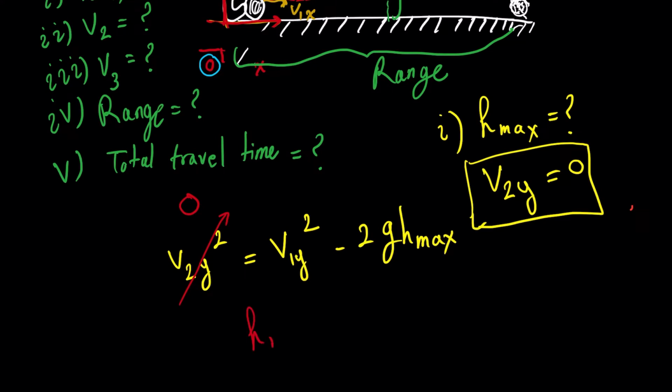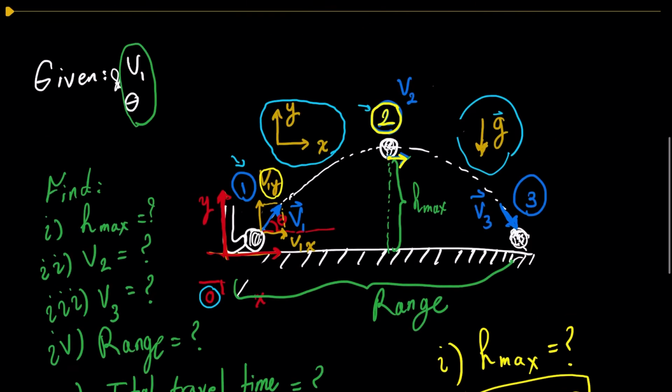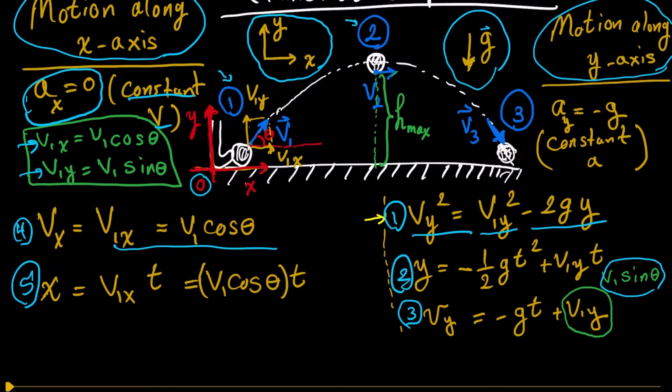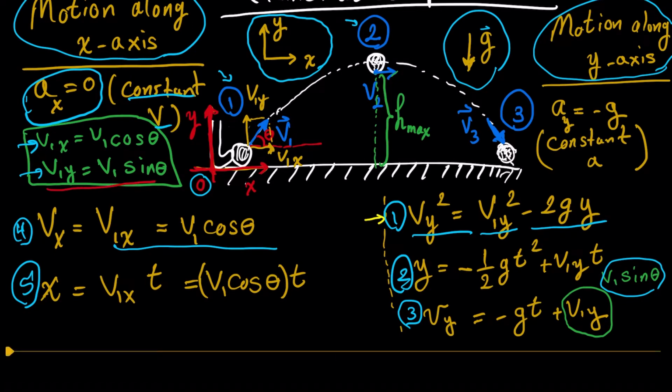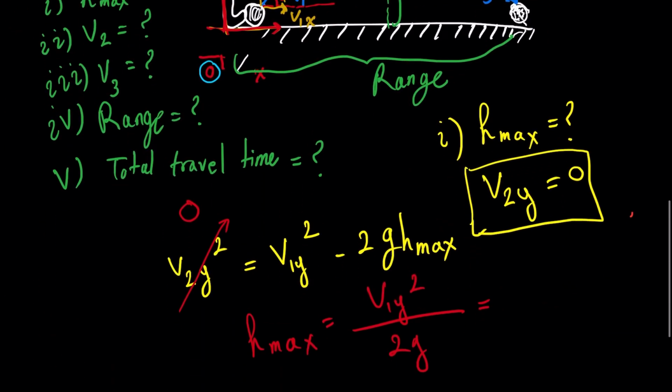So h max is going to equal, solving for it, v1y squared over 2g. Well, let's not forget that v1y, it's right here, is v1 sine theta. We got that from the vector decomposition we did on v1, decomposing it into its x and y components. So this is going to be v1 sine theta, and we're going to go ahead and square that, divided by 2g.